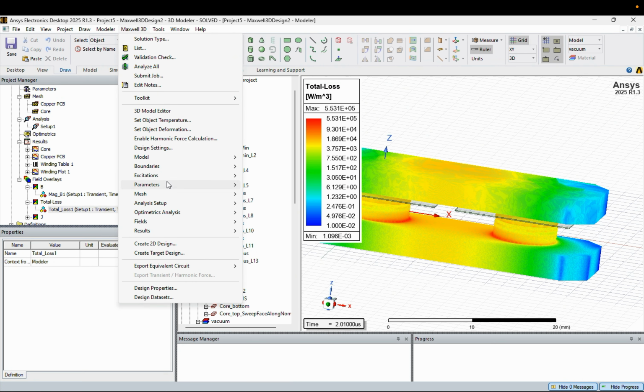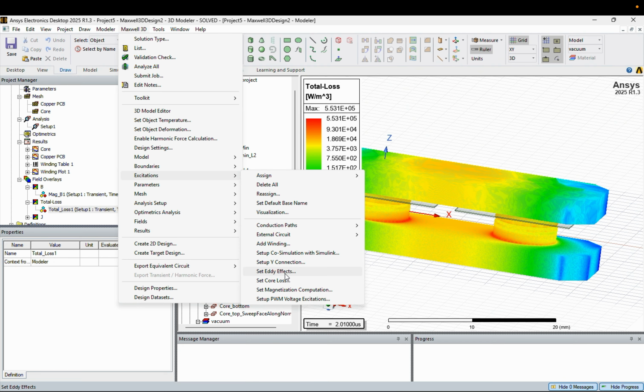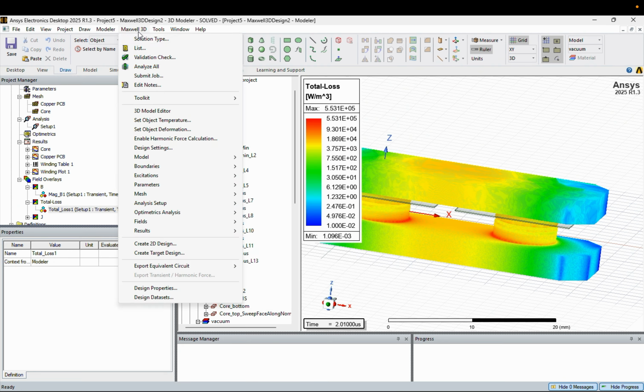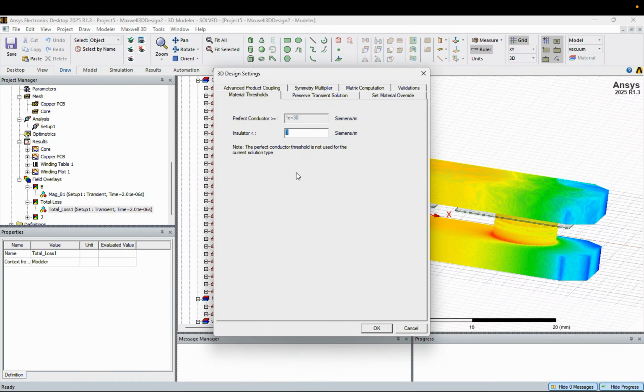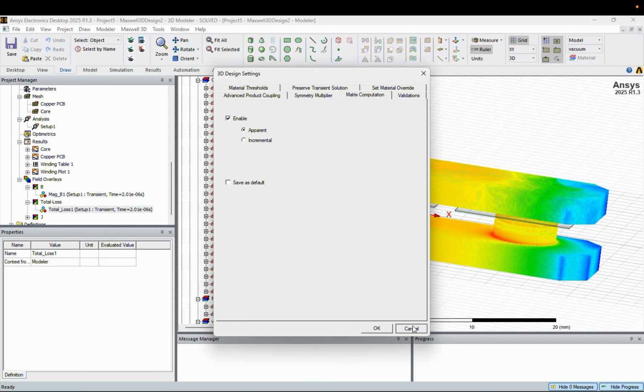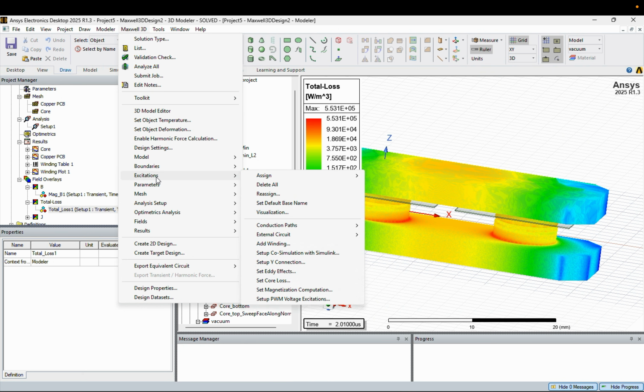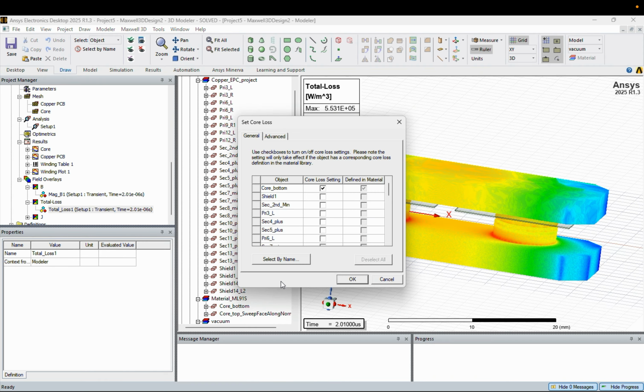So make sure when you're setting up, you make sure set eddy effects is turned on, and in Maxwell design settings, matrix computation, click on enable apparent. In excitation, set eddy effects, set core loss only on the bottom and the top core.